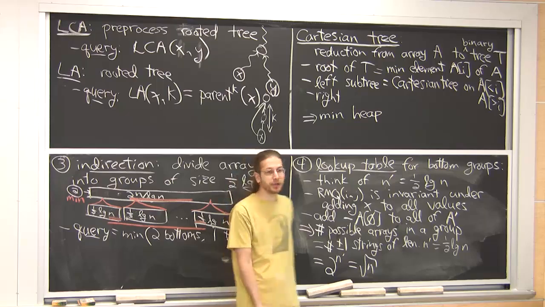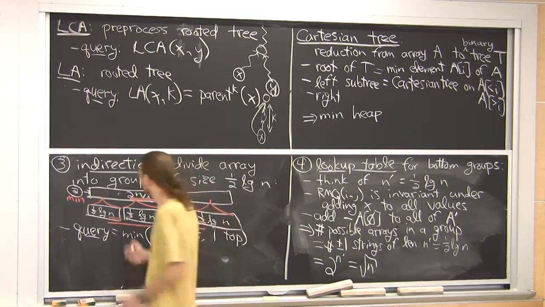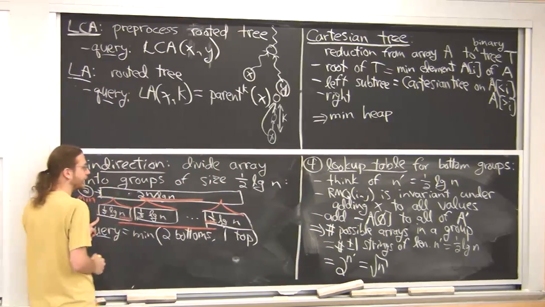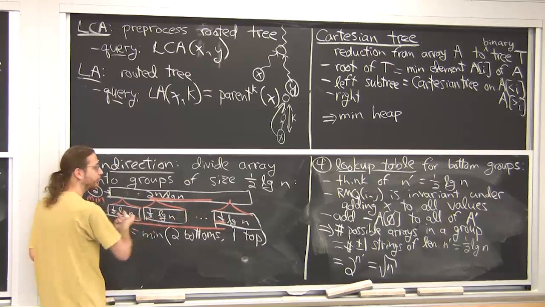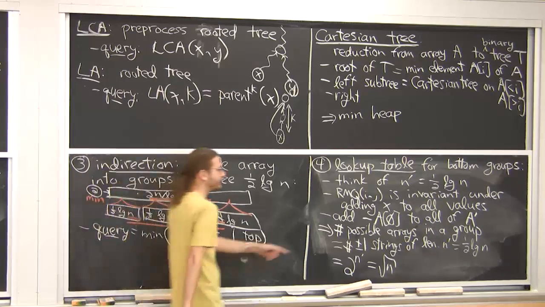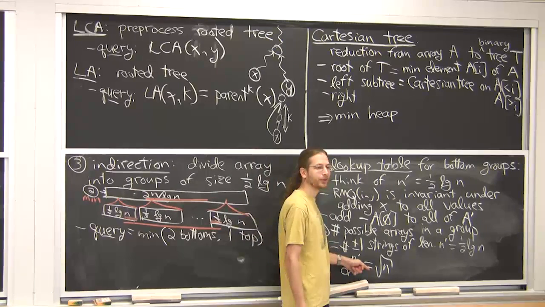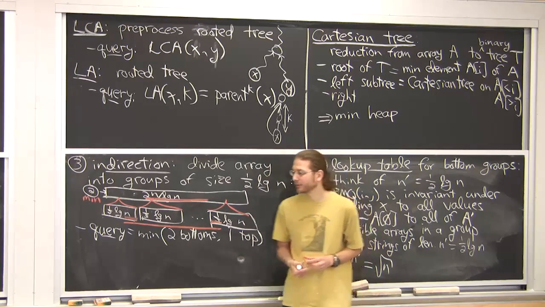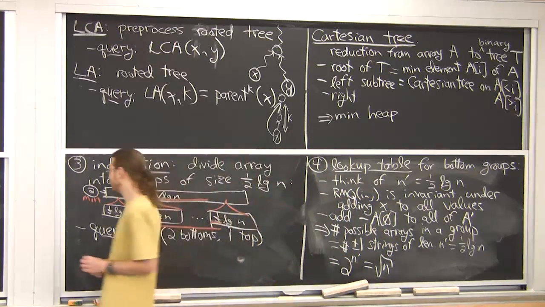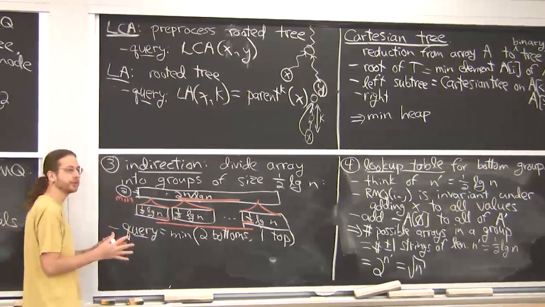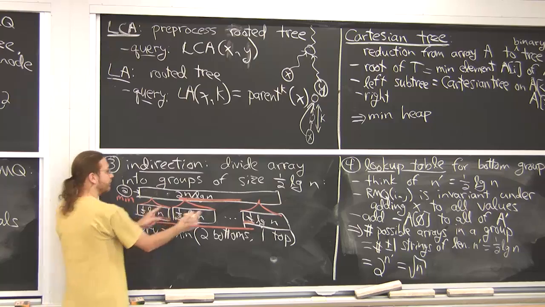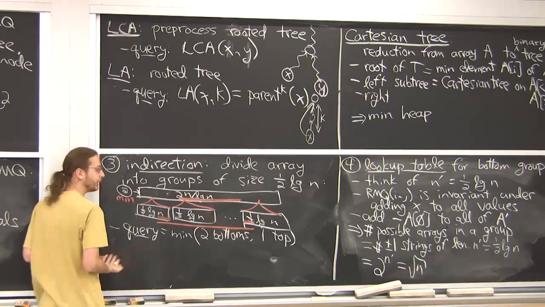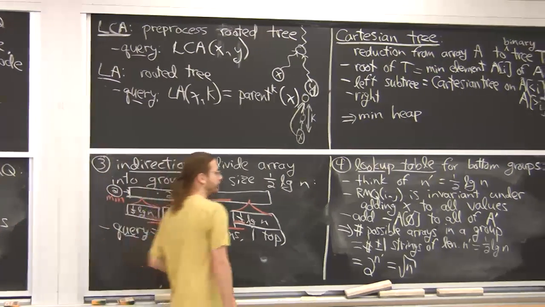This means that there's n over log n groups, but many of the groups have to be the same. There's n over log n groups, but there's only root n different types of groups. So on average, like root n over log n occurrences of each. So we can compress things down and say, I would like to store a lookup table for each one of these, but that would be quadratic space. But there's really only square root of n different types.